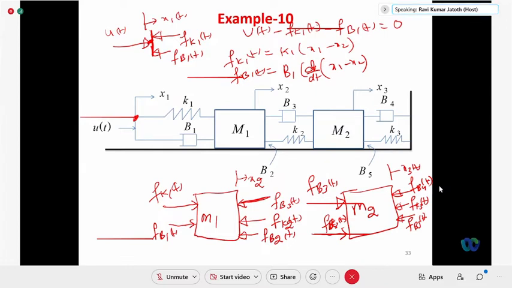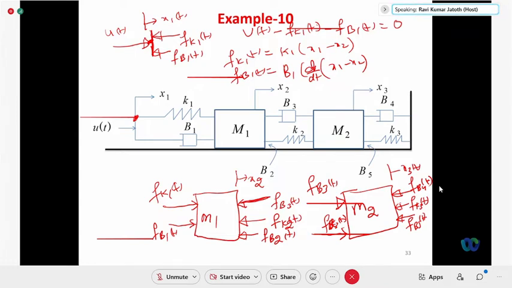What about FB5? B5 into d by dt of X3. What is FB4? B4 into d by dt of X3 of T. What is K3? K3 times X3.